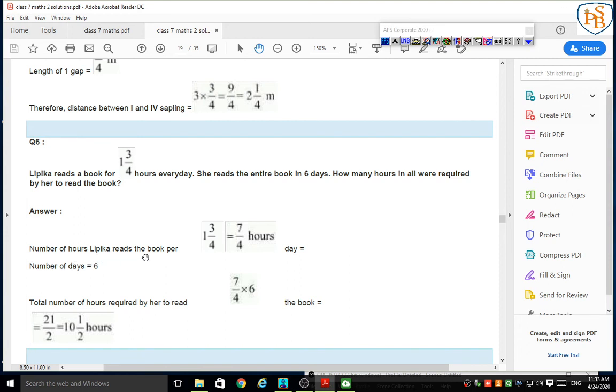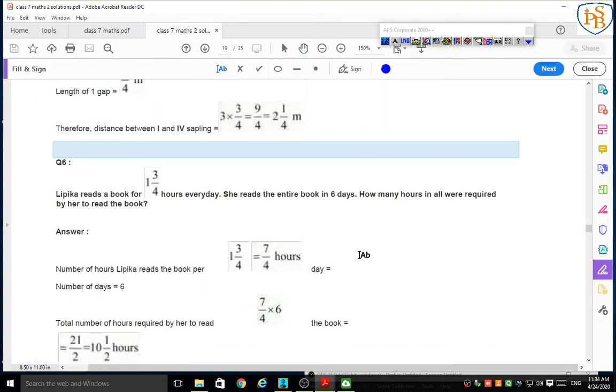The number of hours Lipika reads the book per day is 1 and 3 upon 4. So we have to convert it into an improper fraction. How can we convert it? Look here carefully. 4 into 1, we have to write in a bracket, and we have to add the numerator, that is plus 3, and the denominator will remain. So 4 ones are 4 and plus 3 is 7 upon 4. So 7 upon 4 hours Lipika reads the book per day.